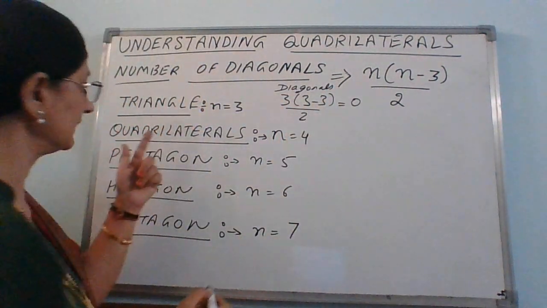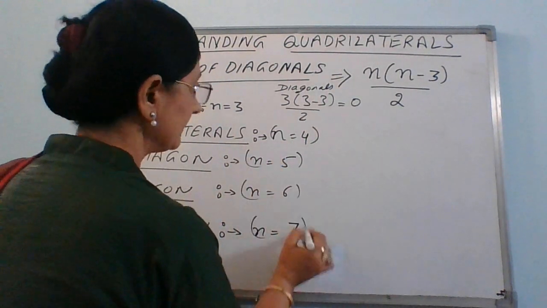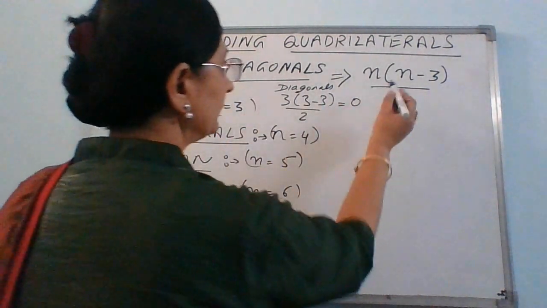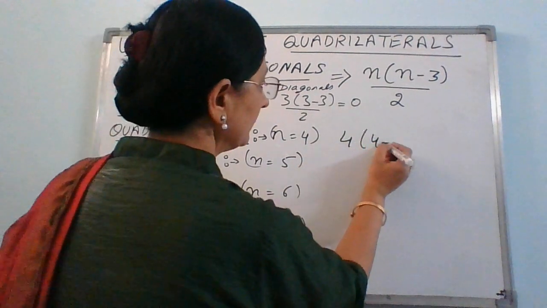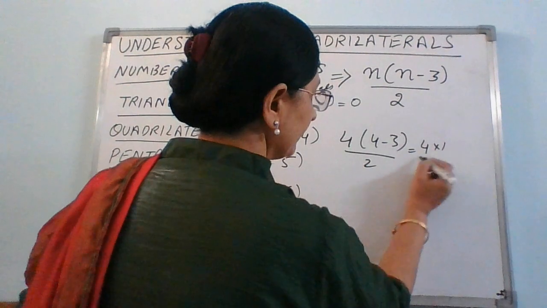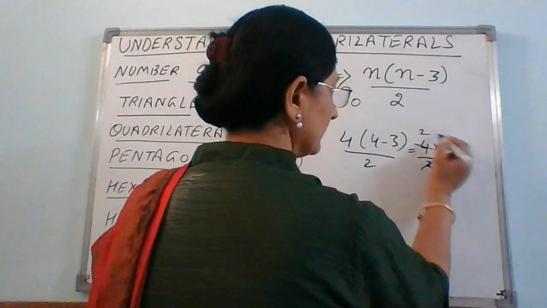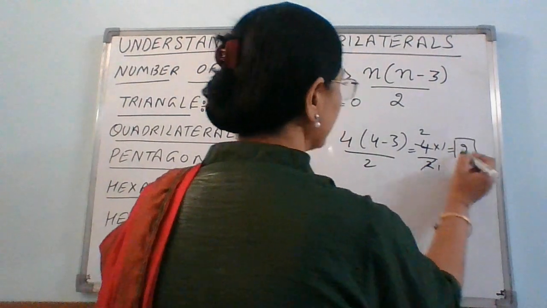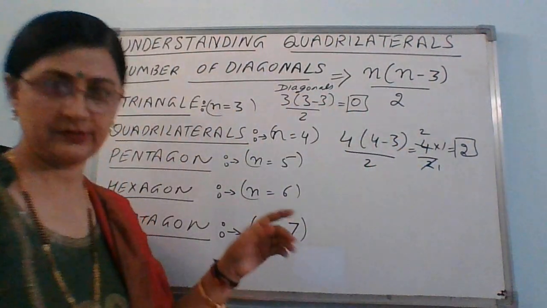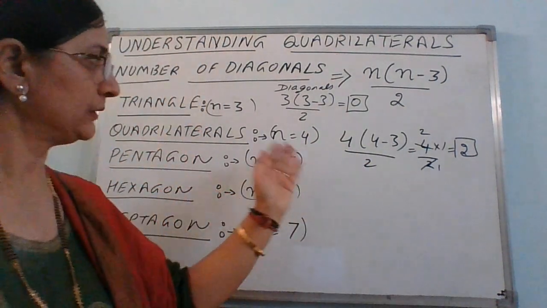Okay, now let us check in the case of quadrilaterals. n is 4, right? Now let us apply the formula. Here the formula says 4 into 4 minus 3 upon 2. It gives 4 into 1 upon 2. 4 minus 3 is 1, and we can cancel this 2 with the 4. So we can make two diagonals. We know that in a square there are two diagonals, right? A four-sided figure has two diagonals.